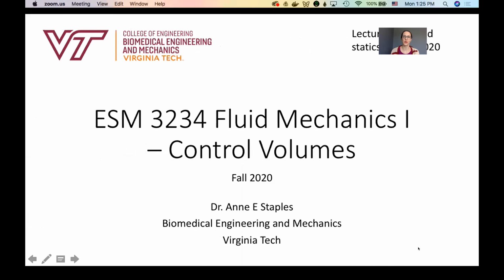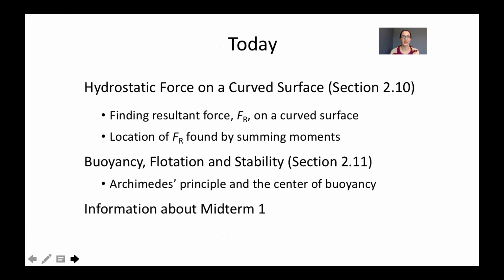So moving over to the slides. Just a really high level overview of today. We are, as I said, looking at hydrostatic forces on a curved surface. Just like on a planar surface, there are really two things to worry about: finding the magnitude of the resulting force, FR, and finding where it's located. And then moving on to buoyancy, flotation, and stability, we'll talk about Archimedes' principle, and then we'll end up talking about the midterm.